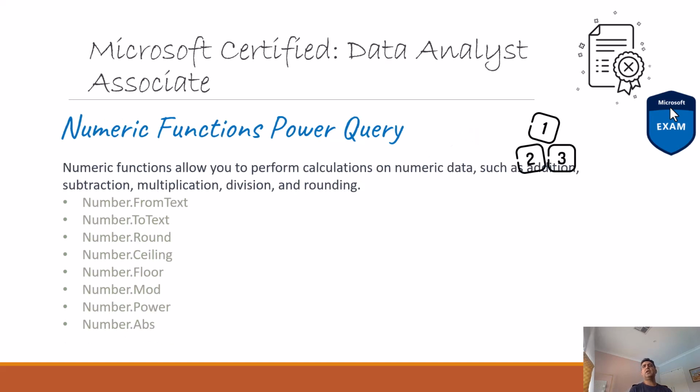Then we've got the numeric functions. You may want to convert from text to a number, or number to text, or round a number. You want to create a ceiling, so maybe 3.6 gets converted to a 4, and 3.6 gets converted to a 3 when you use Number.RoundDown, the floor. Then there are mod, power, and absolute value. If you want the absolute value of, say, -1, the absolute value is 1. So that's a numeric function.